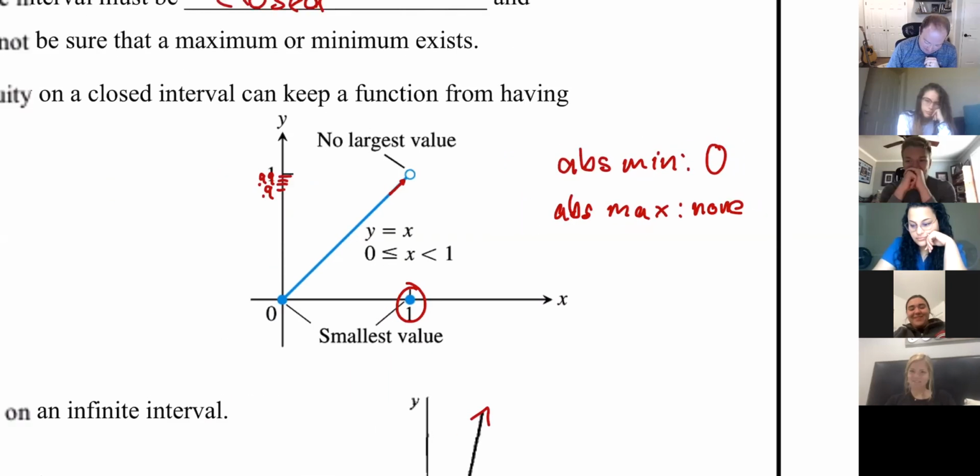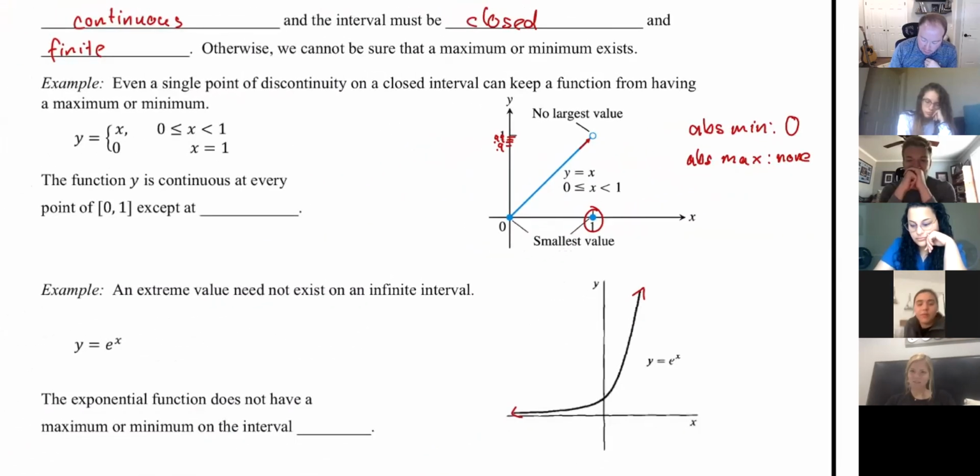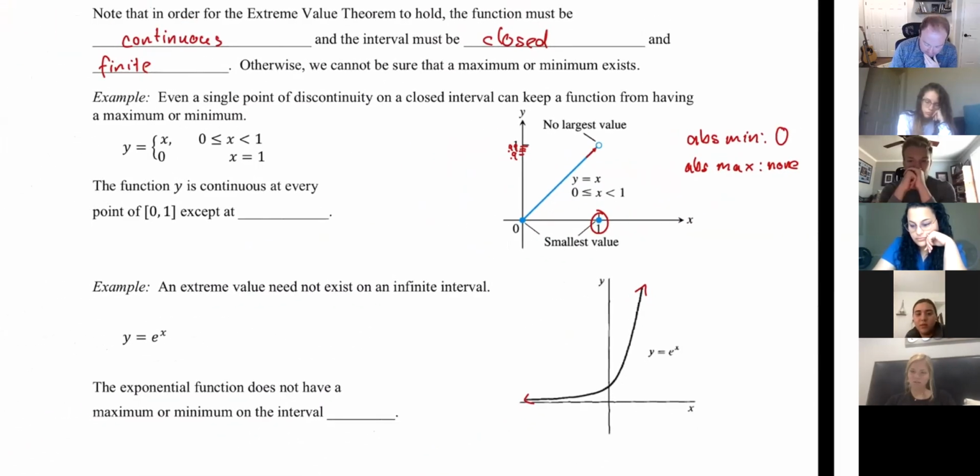All right. And the reason we don't have an absolute max is because, of course, we have this point of discontinuity. The function is continuous everywhere except at x equals 1.